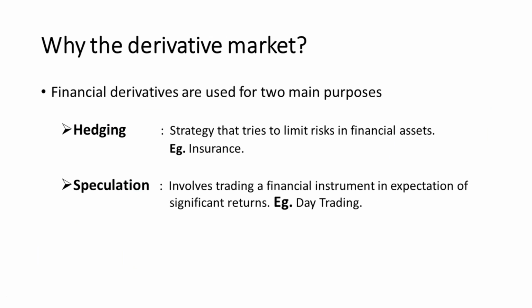There are basically two main purposes. One is hedging and another is speculation. So what exactly is hedging all about? This is a strategy that tries to limit risks in financial assets. For example, insurance. I would say hedging is an insurance of investing.